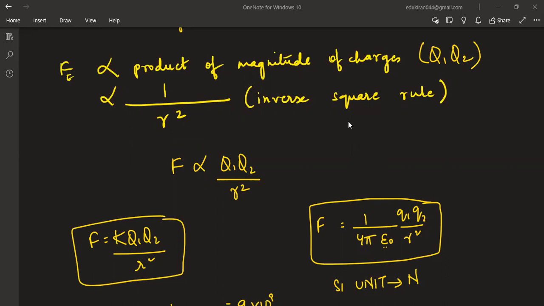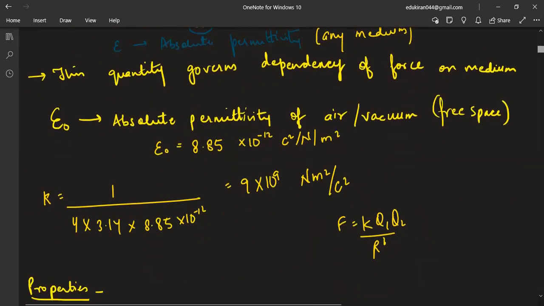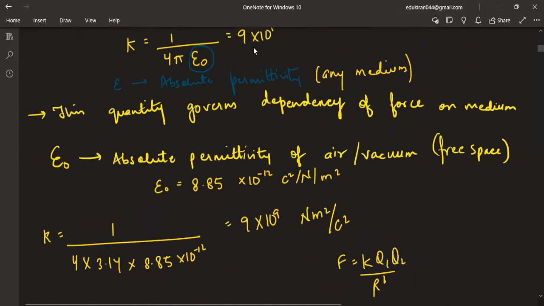Now, the constant 1/4 pi epsilon naught, this is all very easy. The value of k is 9 into 10 to the power 9. Epsilon, you should remember, determines how the medium changes the force. Suppose you have put the two charges in glass, in water, or in oil, accordingly the force will change. That is determined by epsilon. And the value of epsilon naught, the absolute permittivity for air or free space, you should remember as 8.85 into 10 to the power minus 12.